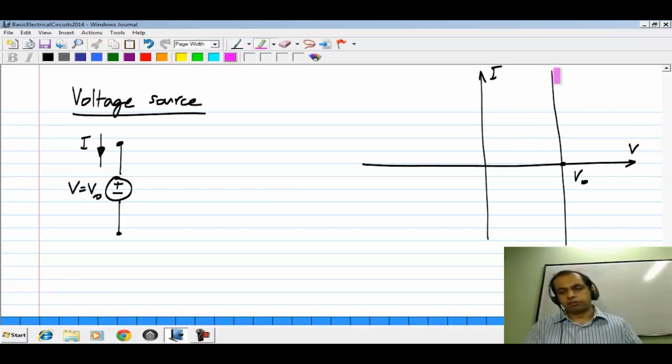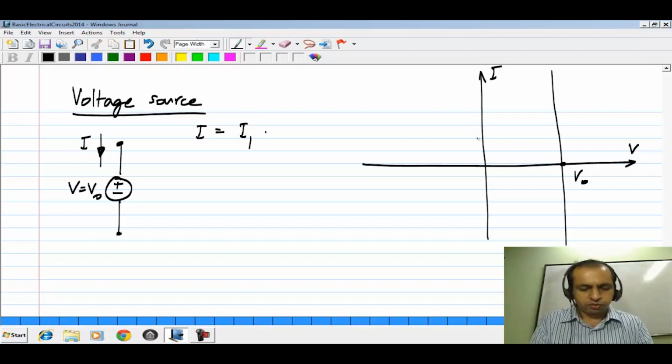Now sometimes this confusion arises that because the characteristics consists of a straight line, this is a linear element, but it's not. That we can check by trying to apply superposition. So let's say the current I is a particular value of I1, then the voltage V will be equal to V naught, because that's the property of the voltage source.